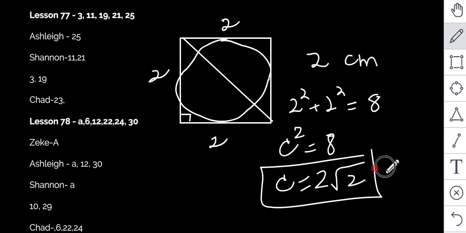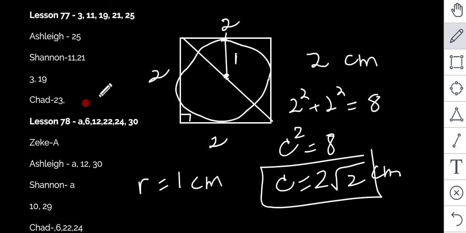This is going to be in centimeters. The radius is just going to be from the center to the top. If the side is 2, the radius is just going to be 1. So the radius is going to equal 1 centimeter. All right, not as bad as it looked.